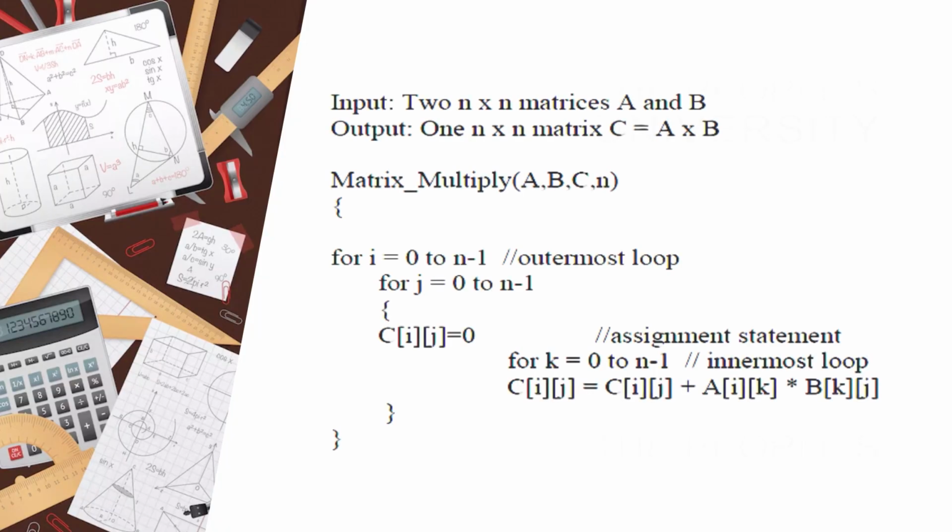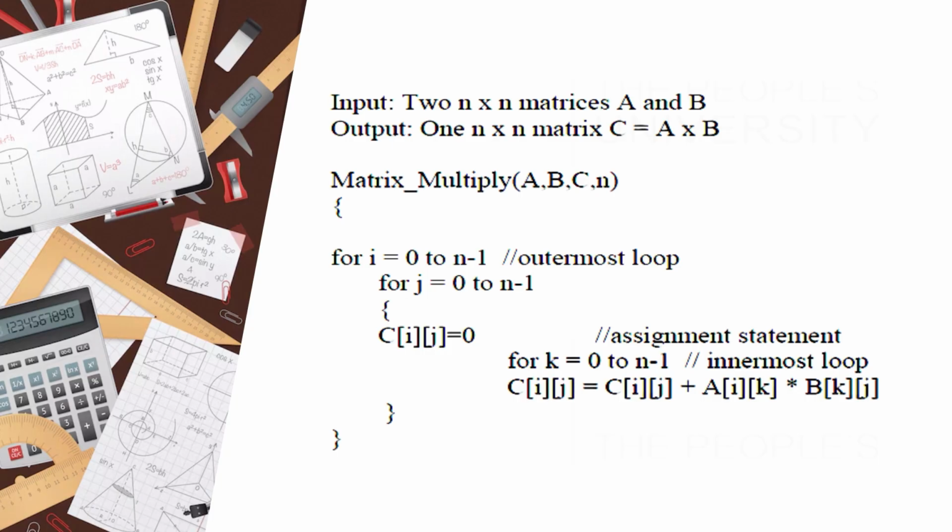Okay. So what is the implementation? You can see the implementation here, the matrix multiplication: two matrices n cross n, matrix A and B, and the output is one matrix n cross n, that is C equals A into B. For the matrix multiplication function, the parameters are A and B. A and B are both inputs, C will be the output, and n will be the dimension.